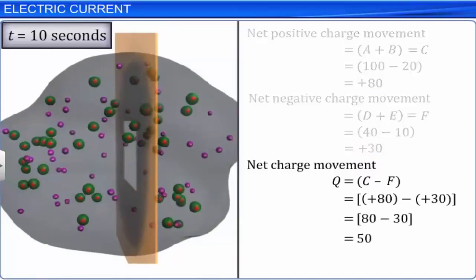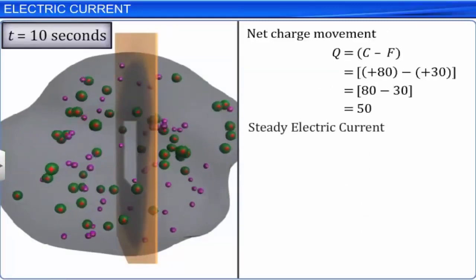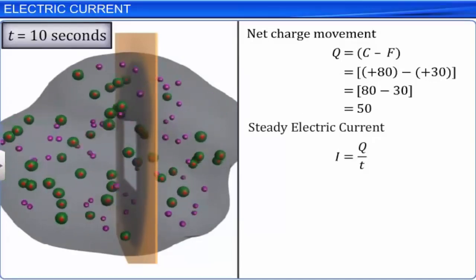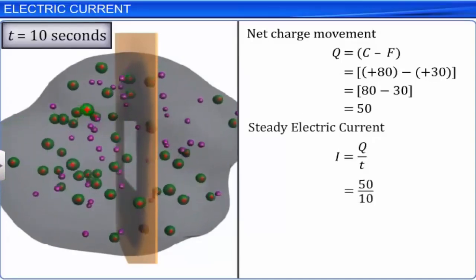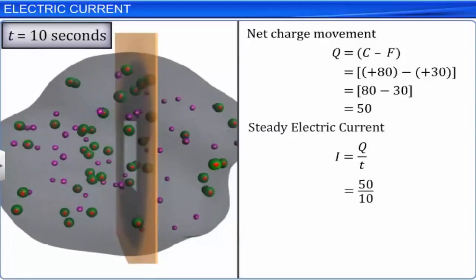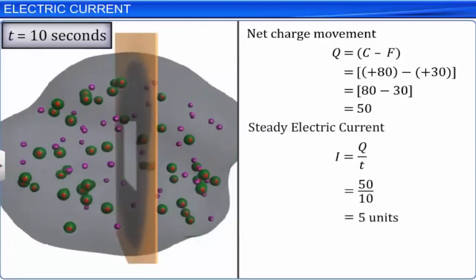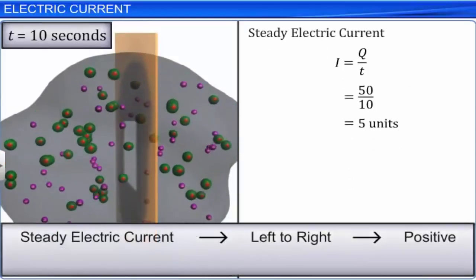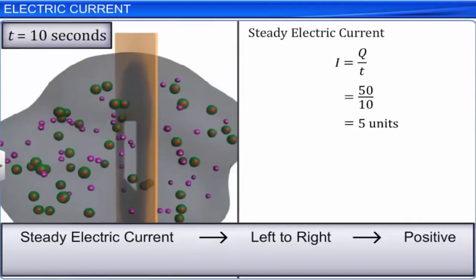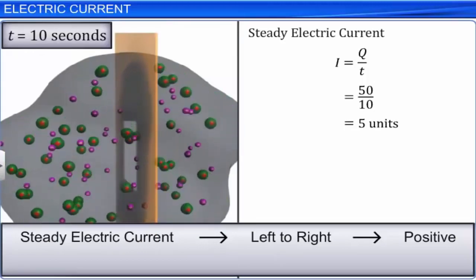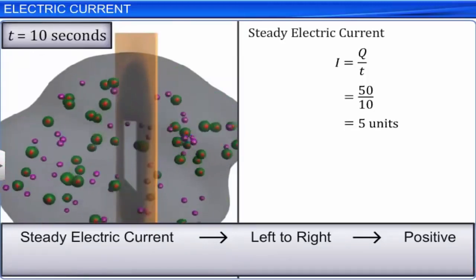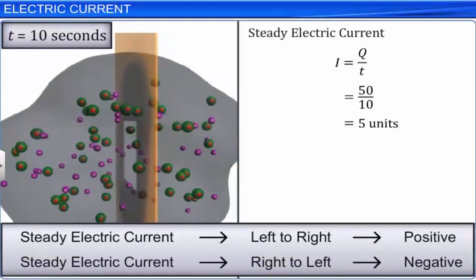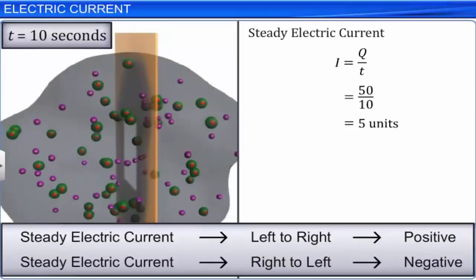A steady electric current I is denoted by Q by T. By substituting the values of Q and T, we get the value of I as 5 units. A steady current is positive when it moves in the forward direction, that is, from left to right, and negative when it moves in the backward direction, that is, from right to left.